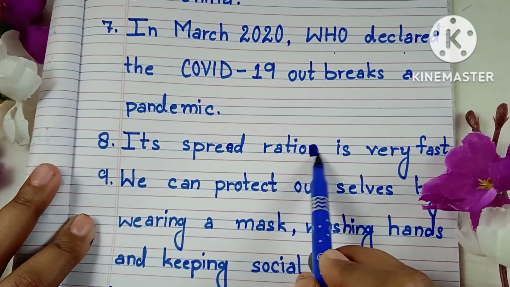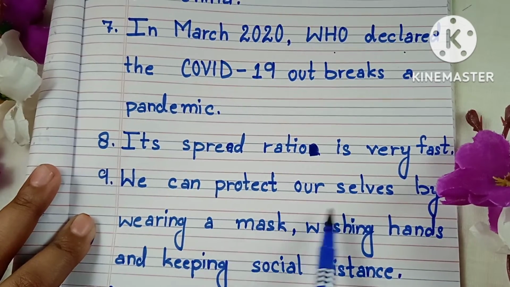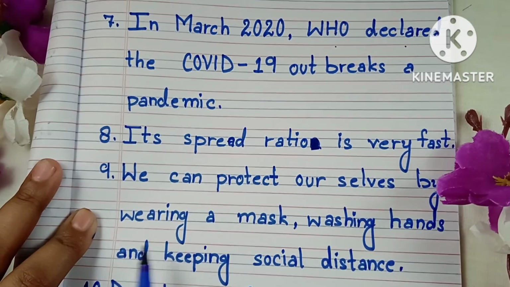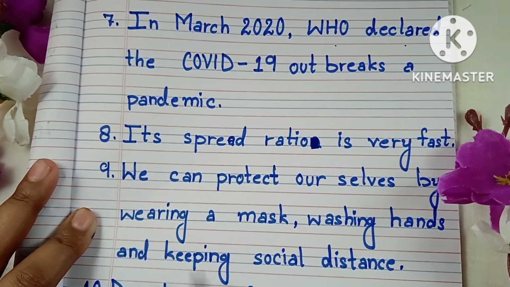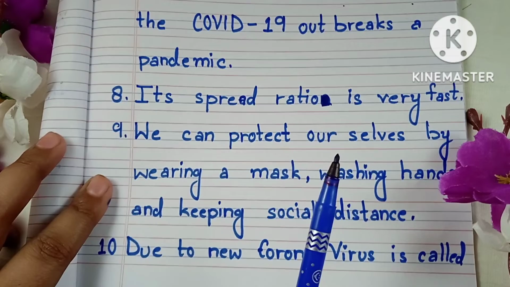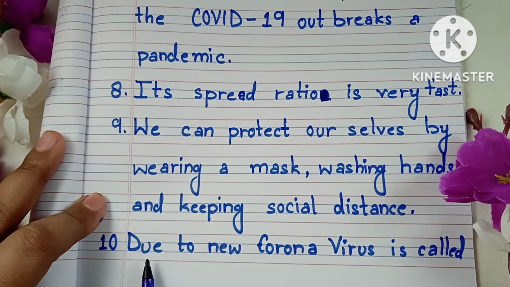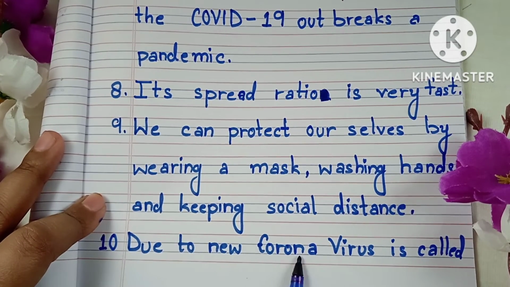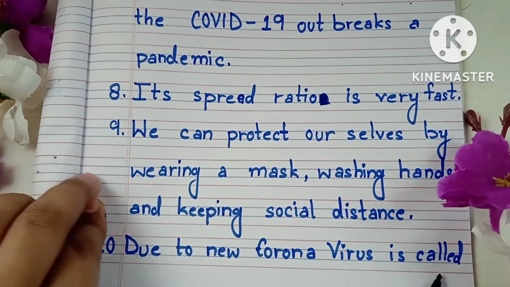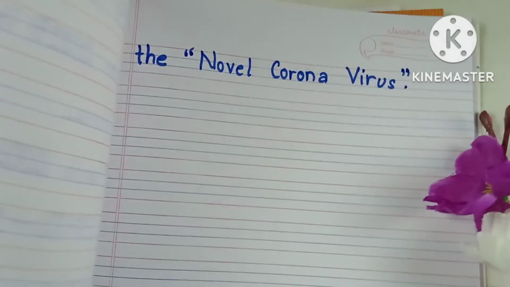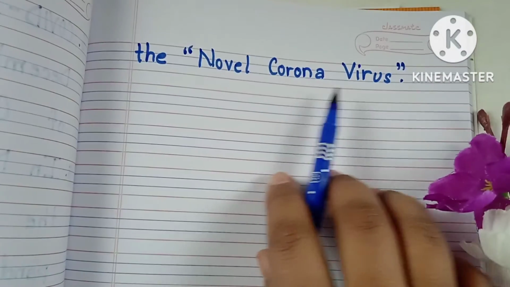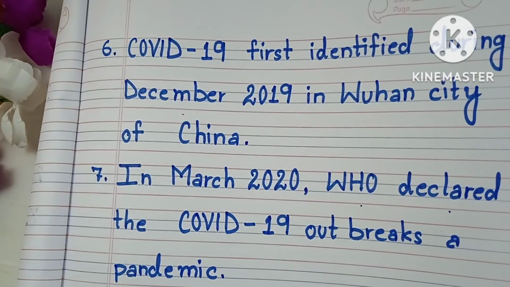Number 9. We can protect ourselves by wearing a mask, washing hands, and keeping social distance. Number 10. Due to new coronavirus, it is called the novel coronavirus.